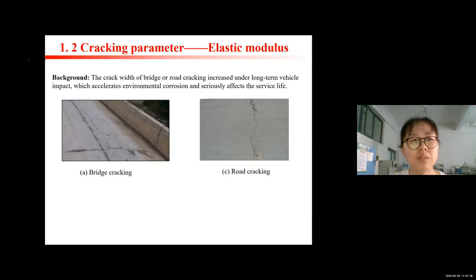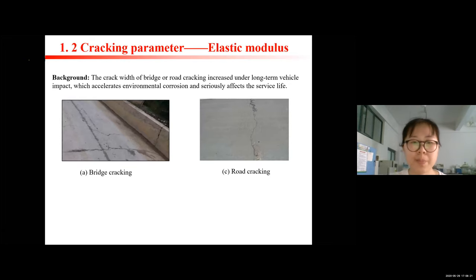So, cracks often exist in concrete bridges. It is the main factor affecting the quality of a bridge. The crack width of a bridge or road increases under long-term vehicle impact. It will accelerate environmental corrosion and seriously affect the service life.